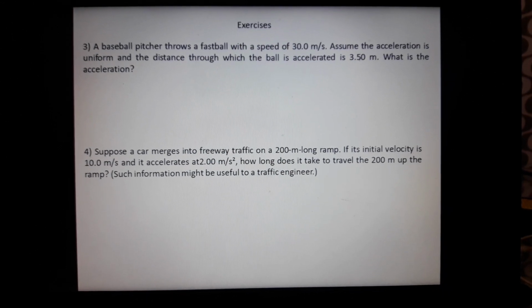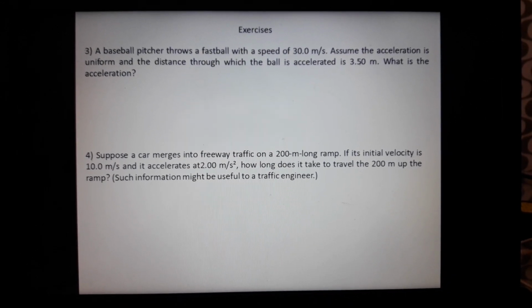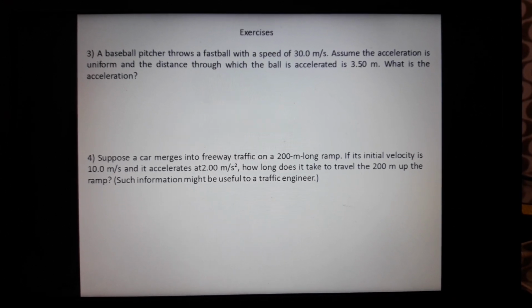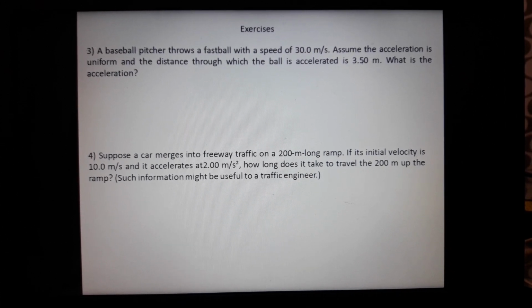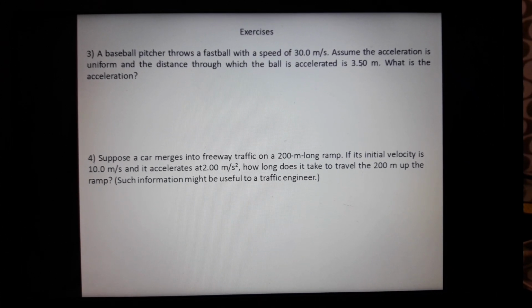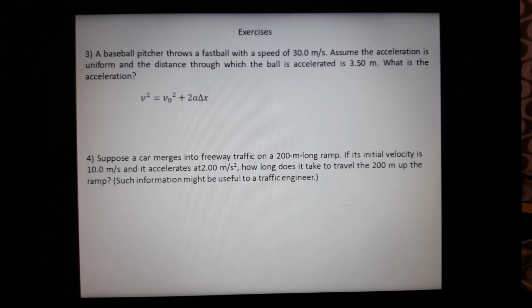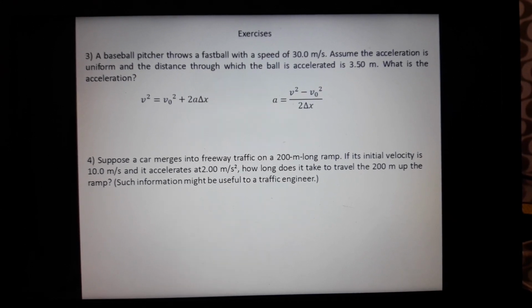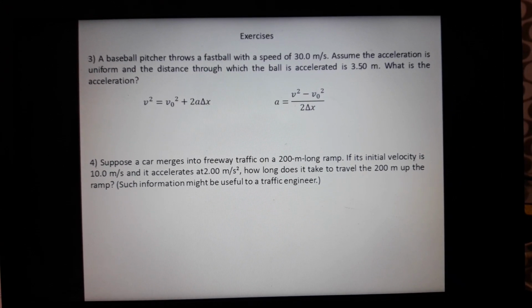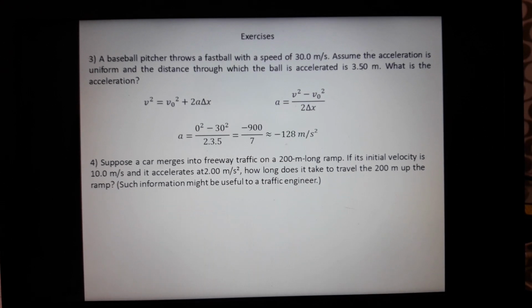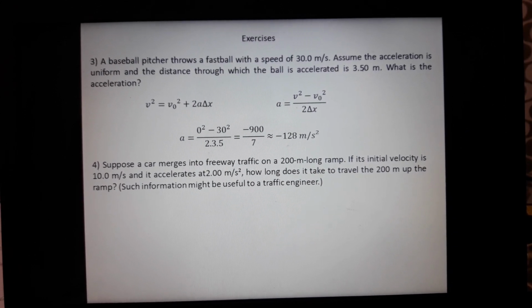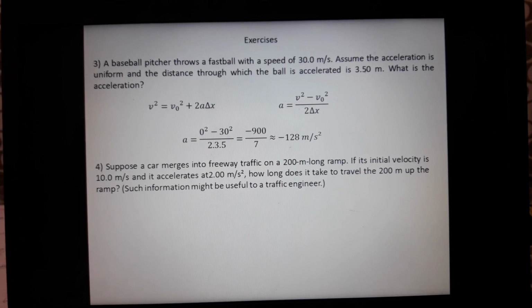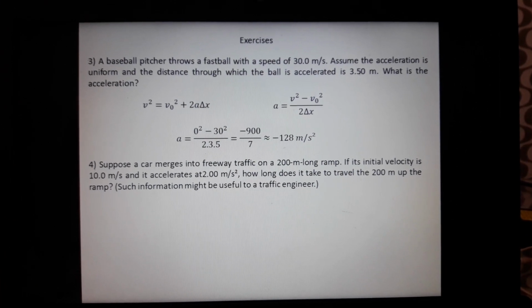Let's do some exercises. You can stop now and try to do the exercise. Okay, I will show how to do the exercise. So I need to use the formula for when we don't have time, and we don't have time here, and we find a deceleration of minus 128 meters per second squared. It's a very fast deceleration.